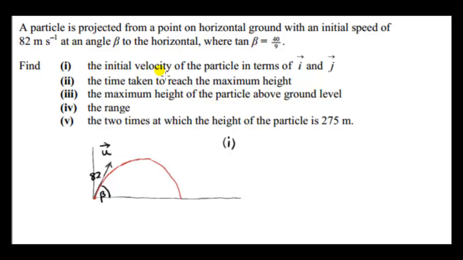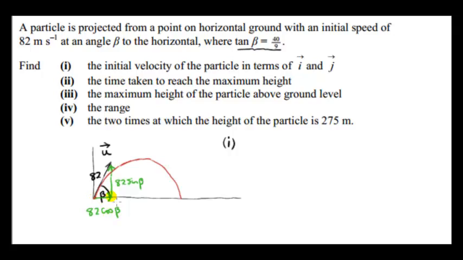So let's get the initial velocity of the particle in terms of i and j. So we have its magnitude and we know something about angle beta. Well, angle beta is fully specified. Tan beta is 40/9. So let's look at the two components of this initial velocity vector. I'll show the components in green. So this side is opposite angle beta, so we multiply the hypotenuse, which is 82, by sine of beta. And this component is adjacent to beta, so it's 82 cos beta.